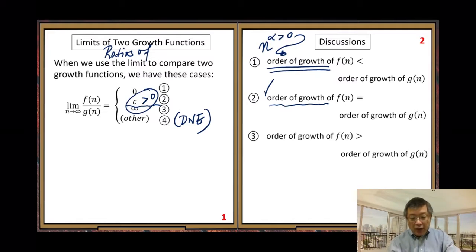So next, case number 3. Order of growth of f of n greater than order of growth of g of n. Just the opposite of case 1. Because in case 1, if we take the reciprocal, upside down, we get case 3. We switch the position of the numerator and denominator, and we get case 3. And case 4 is quite different, because the limit does not exist.